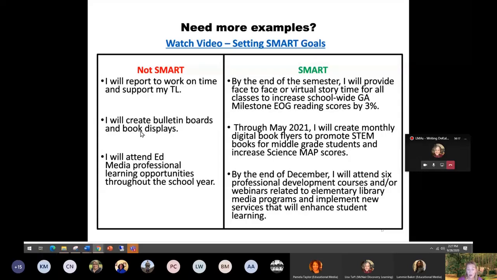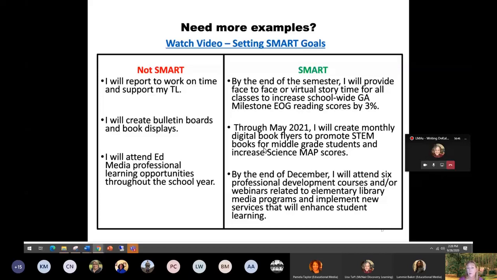Back on the left, a goal that does not meet the qualifications: I will create bulletin boards and book displays. Again, that's part of the job description, or it would be an assignment by your TL, but it's not connected to anything. Each of the goals that you have should in some way support the school's goals, which then support the district goals. And those are all about improving student achievement.